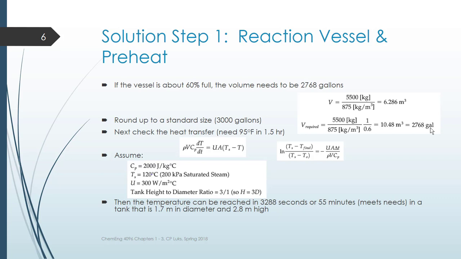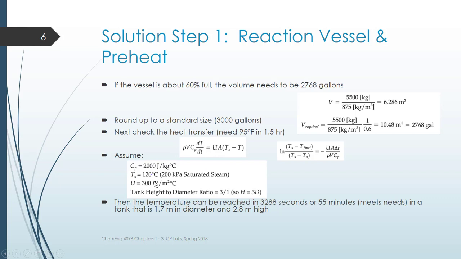In this case, they usually go by like 500s. That would be 3,000 gallons. And then you need to check and see how much heat transfer is going to be required. We need this within 1.5 hours to reach a temperature of 95 degrees Fahrenheit. So our energy balance is shown here, the data.